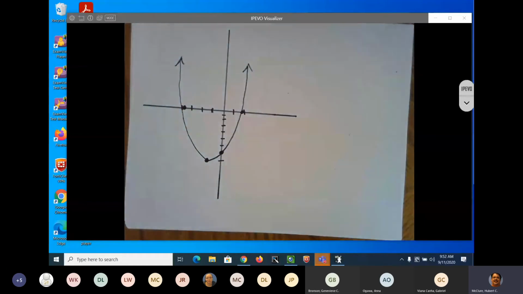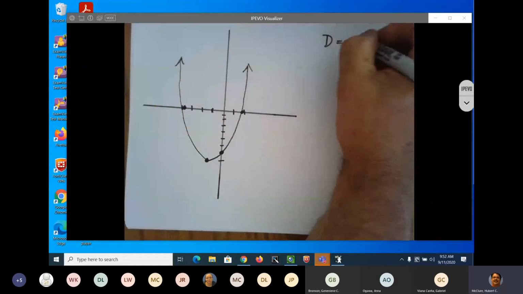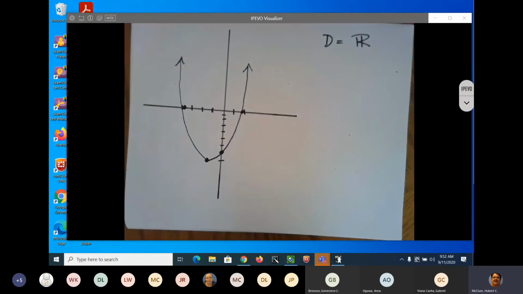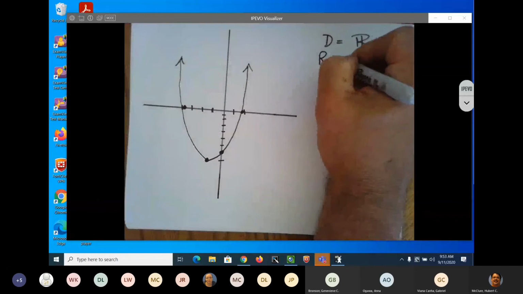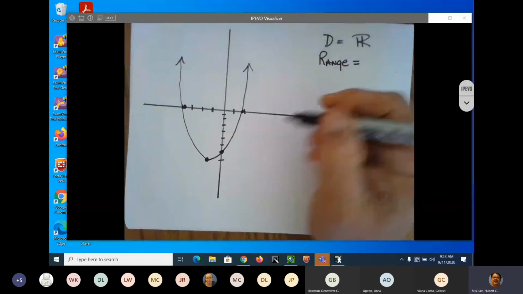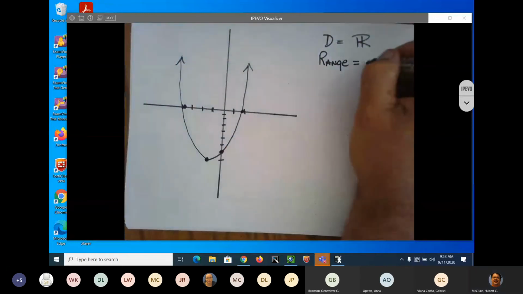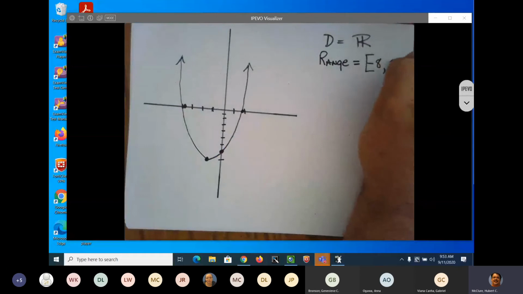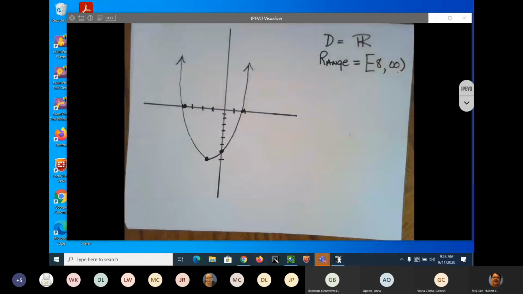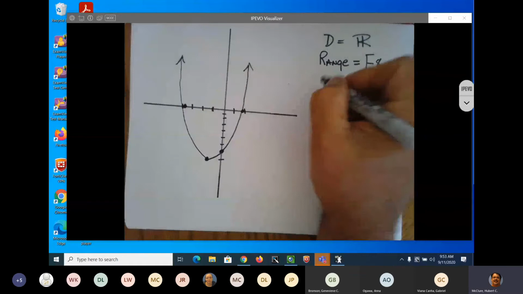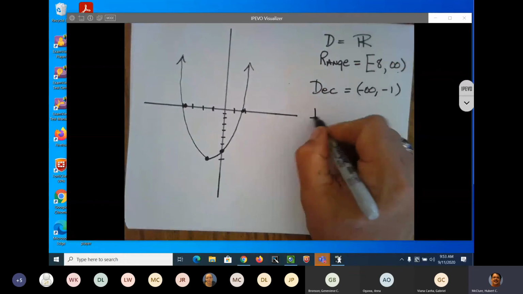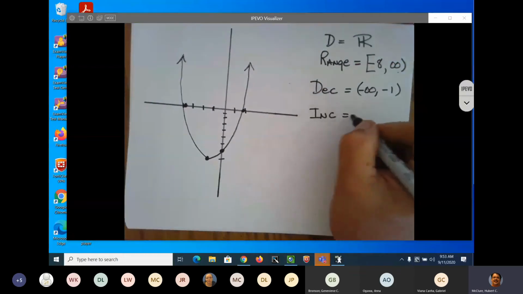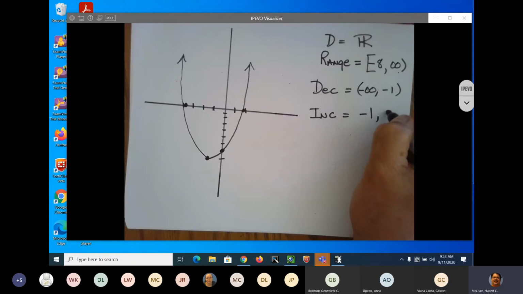So our domain is all real numbers because it's not a radical or rational. So it's all real numbers. Range is from -8 to infinity. Decreasing from -infinity to -1, and increasing from -1 to infinity.